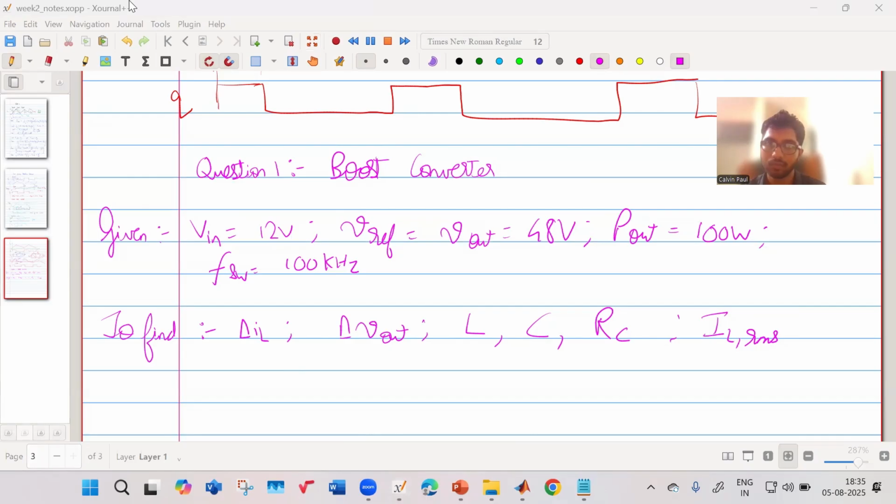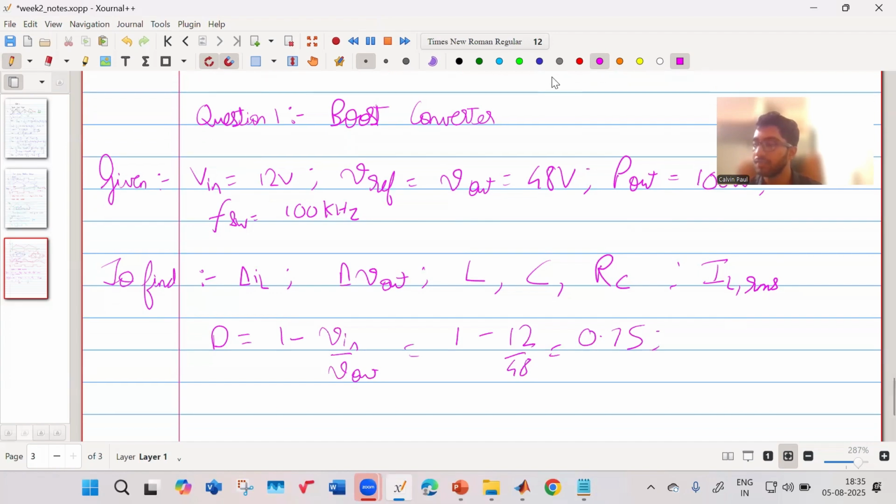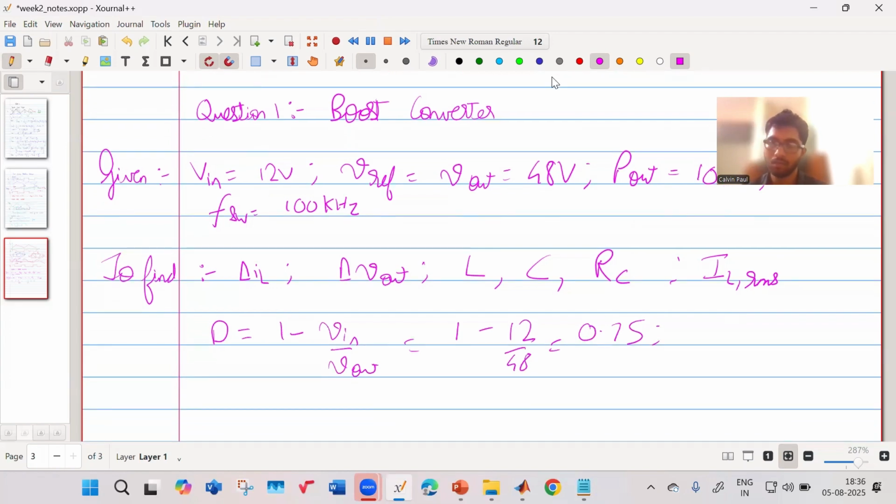We can find duty ratio. Okay, duty ratio. Duty ratio is 1 minus V in upon V output. So that will be how much? 0.75. That is actually 1 minus 12 upon 48, so that is 0.75. Then next what should I do? L into delta IL by T on is V in. Yes, correct.